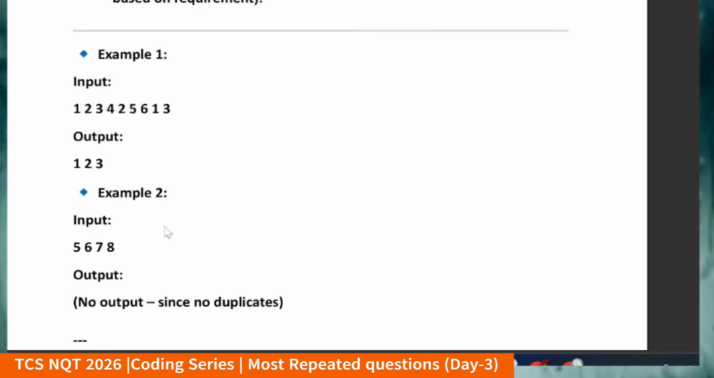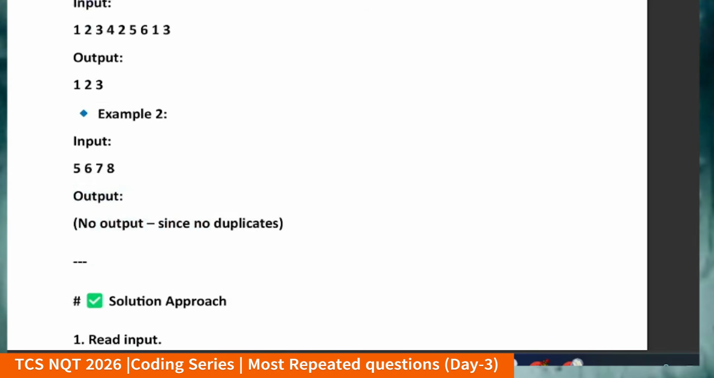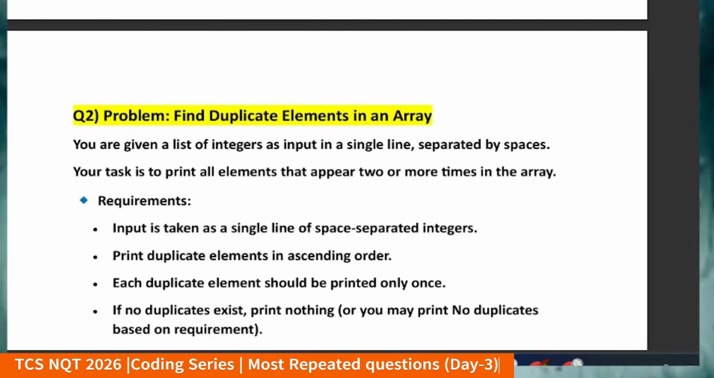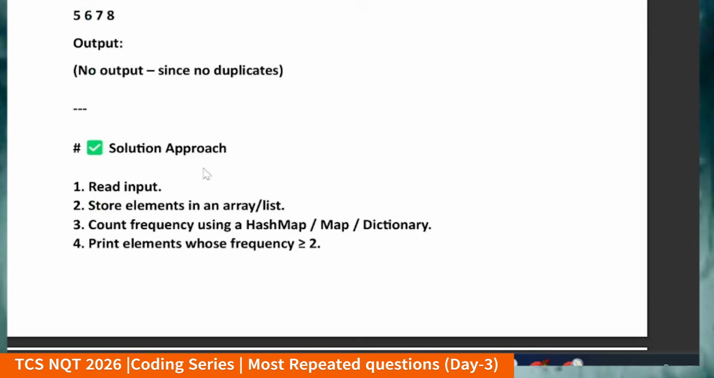So let me come to the second example scenario, 5 6 7 8. No output, since no duplicates are there. Now before jumping to the solution, again saying, go through the question properly, take a screenshot and try to solve it by yourself. If you are able to solve it, then congrats, you are in a good position, and keep solving other questions. If you are not getting it, no need to worry, just go through what I am explaining.